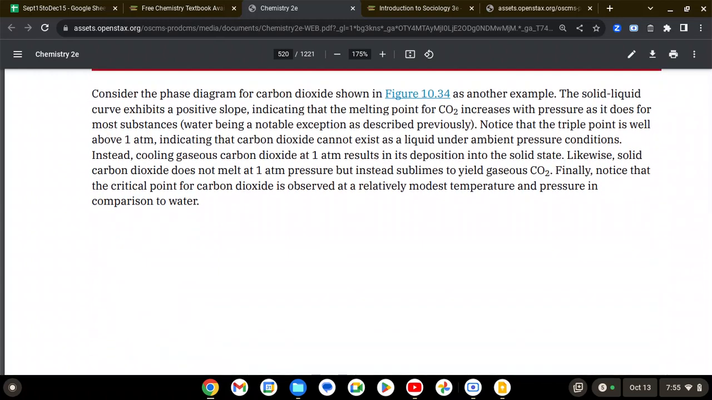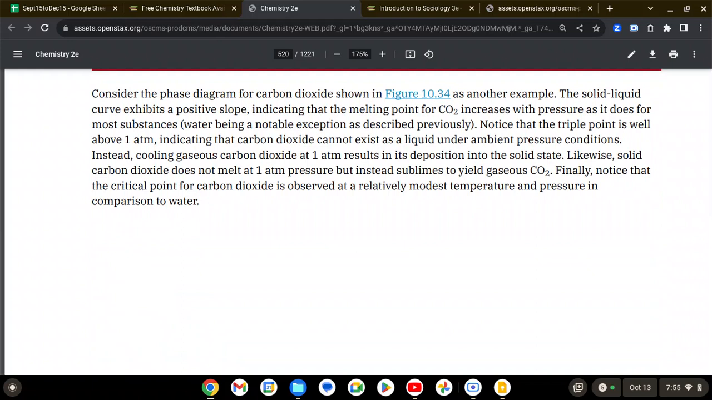Consider the phase diagram for carbon dioxide shown in Figure 10.34. As another example, the solid-liquid curve exhibits a positive slope, indicating that the melting point for CO2 increases with pressure, as it does for most substances, water being a notable exception, as described previously.